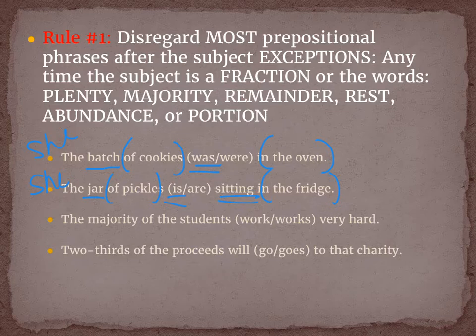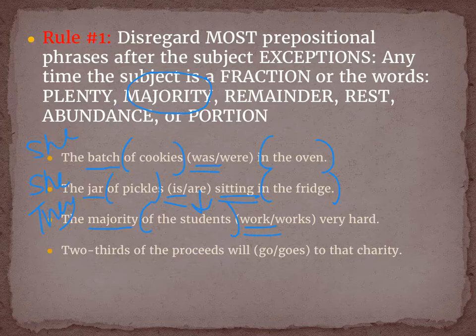The majority of the students work or works very hard. Of the students is a prepositional phrase. The subject is majority, but because majority is one of the exception words, we must now look inside the prepositional phrase to make this decision. This word inside the prepositional phrase is not the subject, it's just the deciding word. Since the word is students, and that is plural, it's like saying they, so we would say they work.